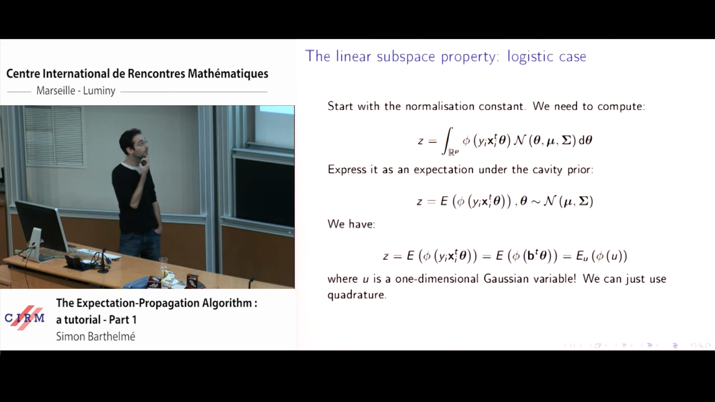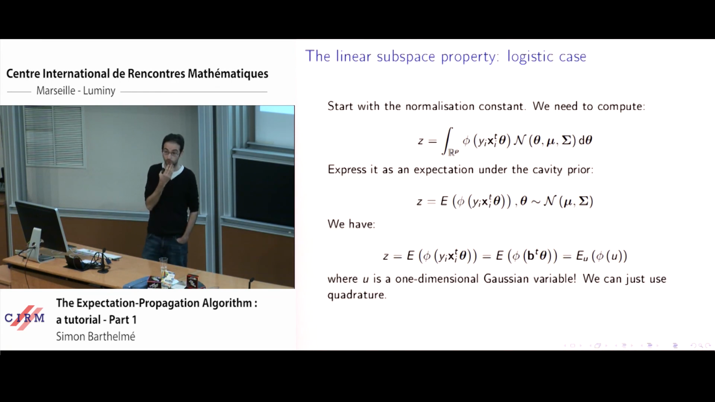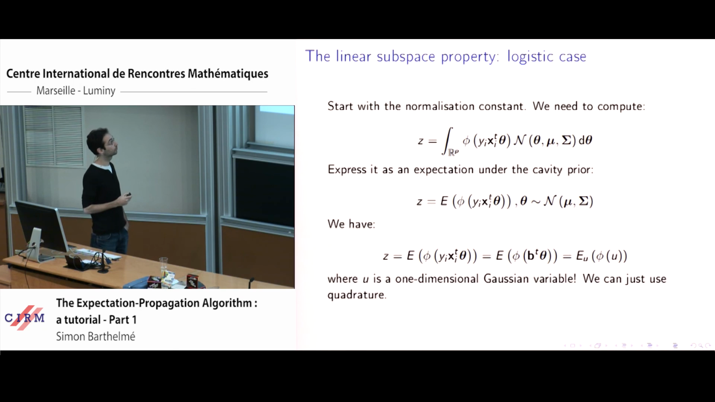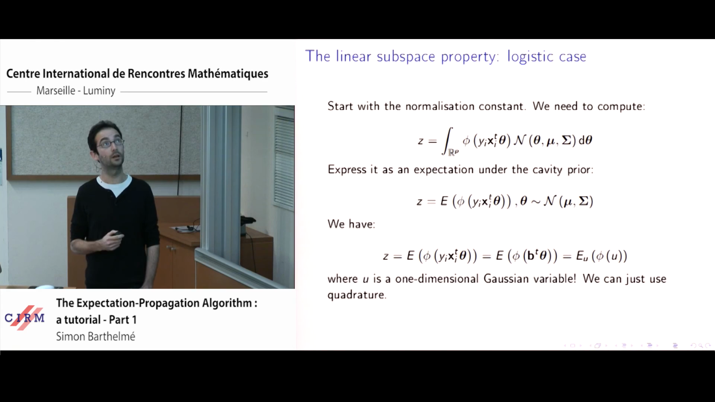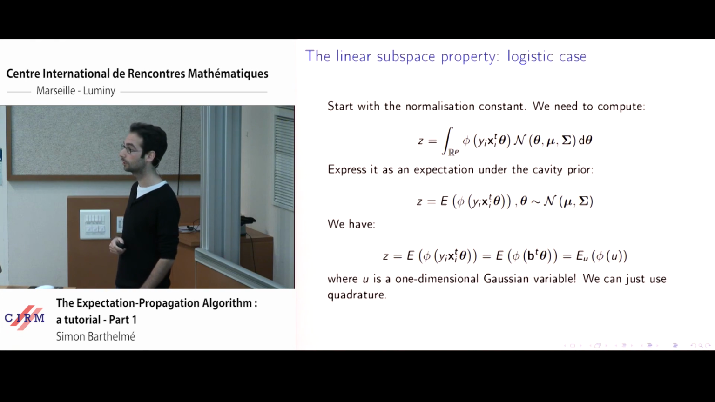So let's start with the normalization constant. That's the first thing we need to compute. We have a Gaussian times a logistic likelihood along just one dimension. So Z, the normalization constant, is just phi, my sigmoid, of y_i x_i transpose theta, which is just a linear function of theta, times a Gaussian term, N of theta with a certain mean and a certain covariance. And this can just be expressed as an expectation under the cavity prior: the expectation of phi of y_i x_i transpose theta.